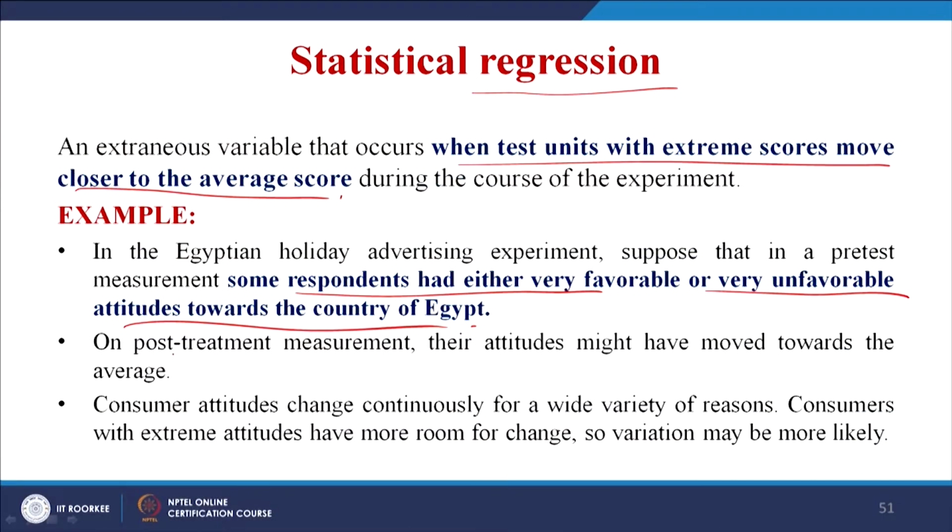Suppose that in a pre-test measurement some respondents had either a very favorable or very unfavorable attitude towards the country Egypt. On the post treatment measurement their attitudes might have moved towards the average. Why? Because you gave them a treatment, you showed them an advertisement regarding the holiday in Egypt. So, after watching this, the respondents' opinion might not be the same, and from very unfavorable to very favorable they might have moved towards the mean, the center. Consumer attitudes change continuously for a wide variety of reasons, and consumers with extreme attitudes have more room for change. So, variation may be more likely, and this again has an effect on the outcome or the dependent variable.